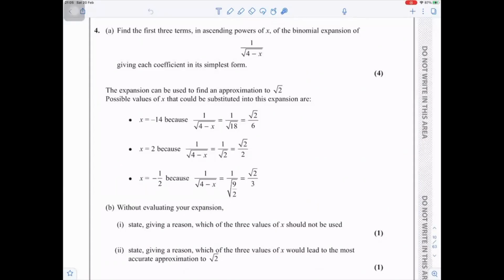Question number 4. Find the first three terms in ascending powers of x of the binomial expansion of 1 over square root of 4 minus x, giving each coefficient in its simplest form.